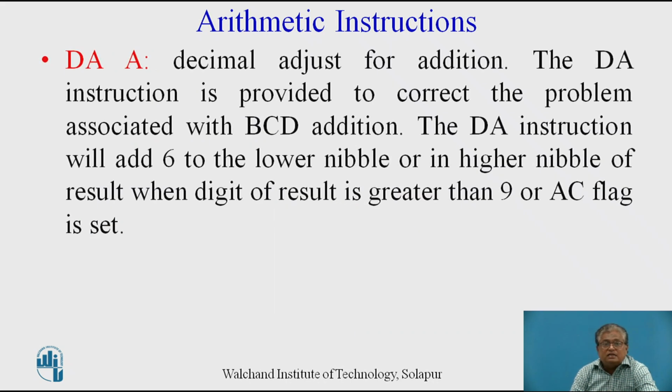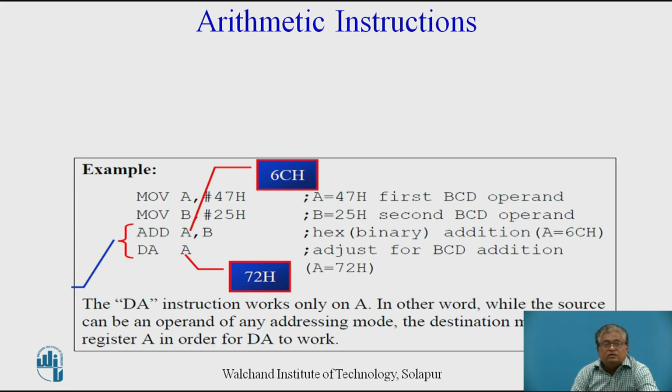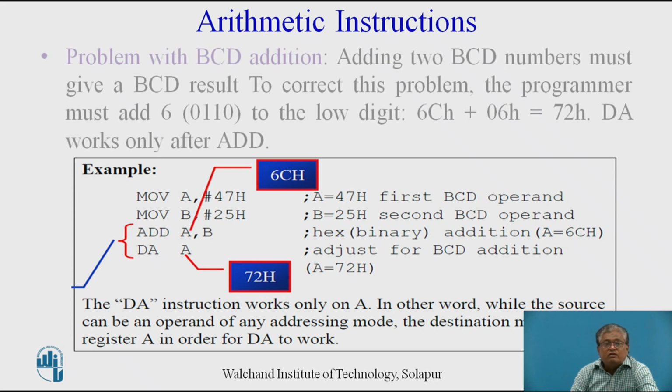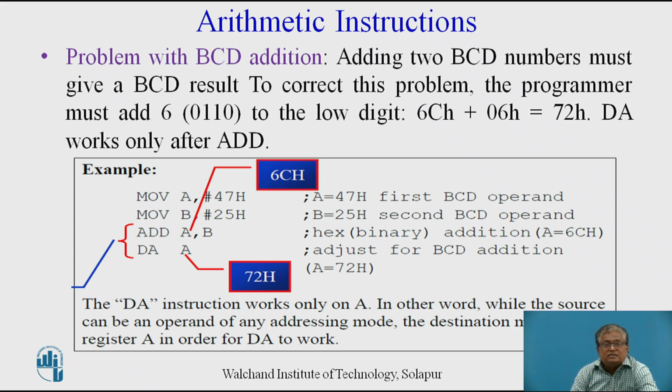DA instruction is used for decimal adjust after addition. The DA instruction is provided to correct the problem associated with BCD addition. The DA instruction will add 6 to the lower nibble or the higher nibble of the result when a digit of the result is greater than 9 or the auxiliary carry flag is set. So this is an example of the DA instruction.